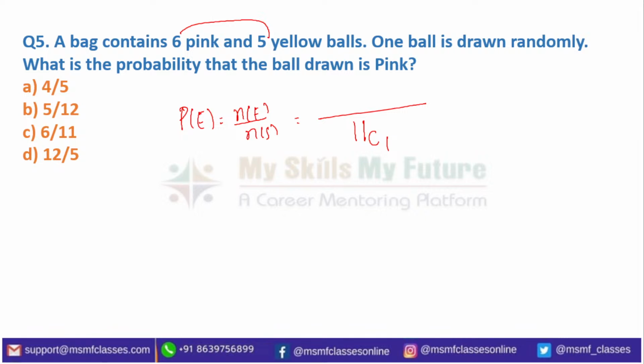Out of 11C1, we want pink. Pink is 6, so we want to draw one ball. So 6C1 divided by 11C1 is nothing but 6 by 11. 6 by 11 represents option C, which is the correct answer. It's clear.